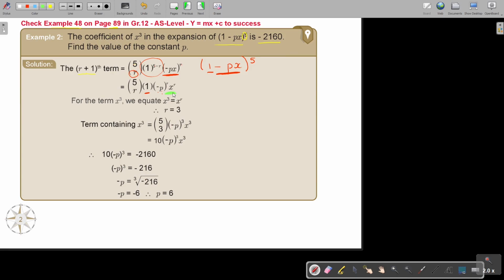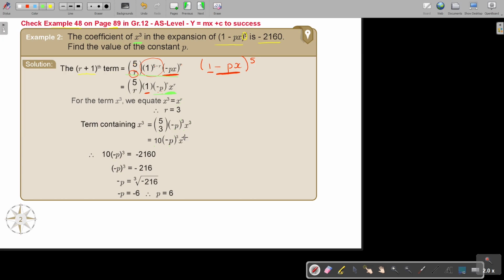For the term x to the power 3, which they mention there, we equate x to the power 3 equals x to the power r. So therefore, we take the indices because the bases are the same, and r is equal to 3. Now we're going to get the specific term. We take the general term and put in a 3 in the place of r. So that is just 1, then negative p to the power 3, and x to the power 3. Then I press on my calculator 5 NCR 3, and I get 10. So it's 10 times negative p to the power 3, x to the power 3.